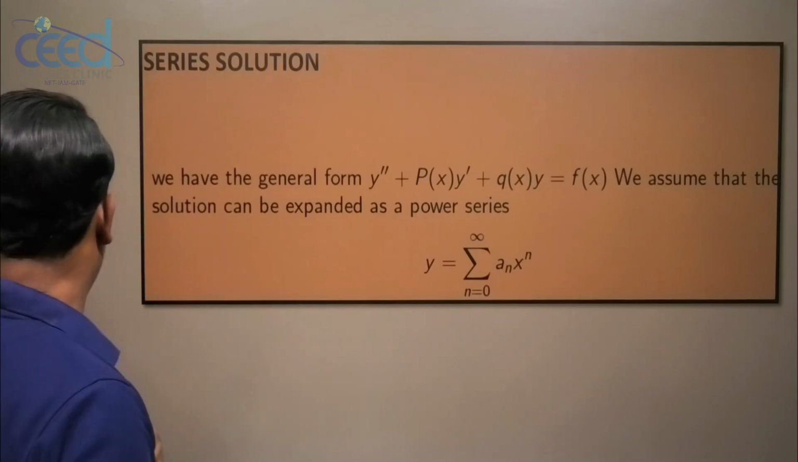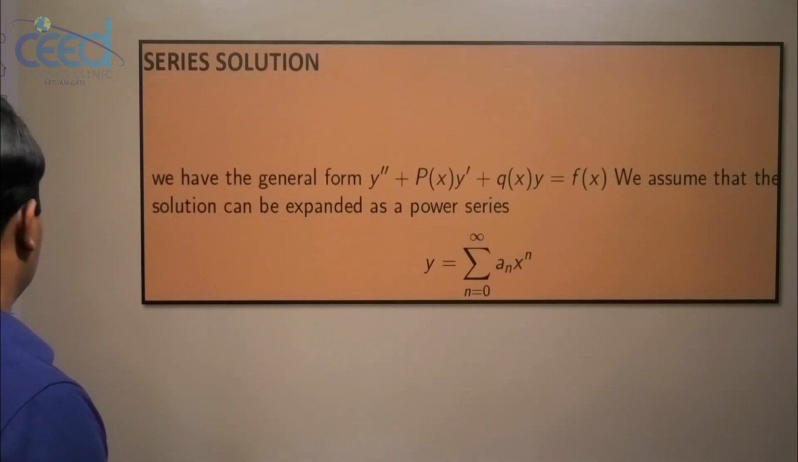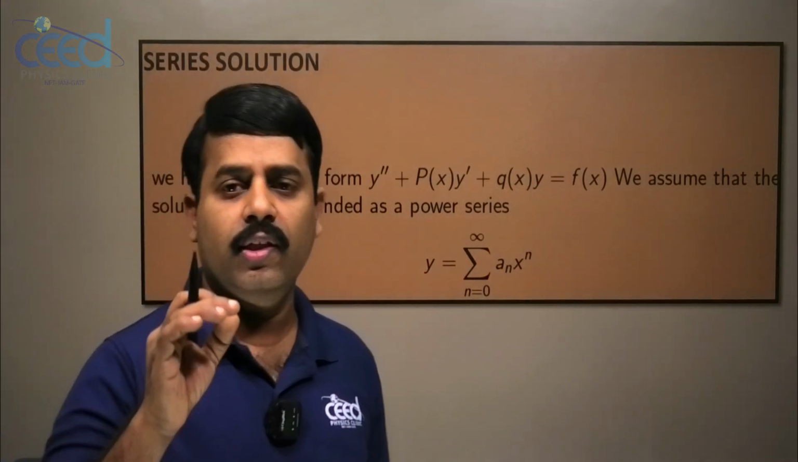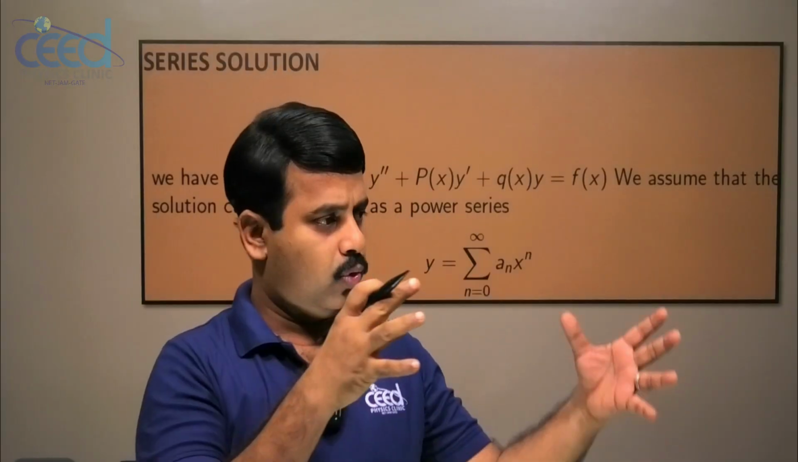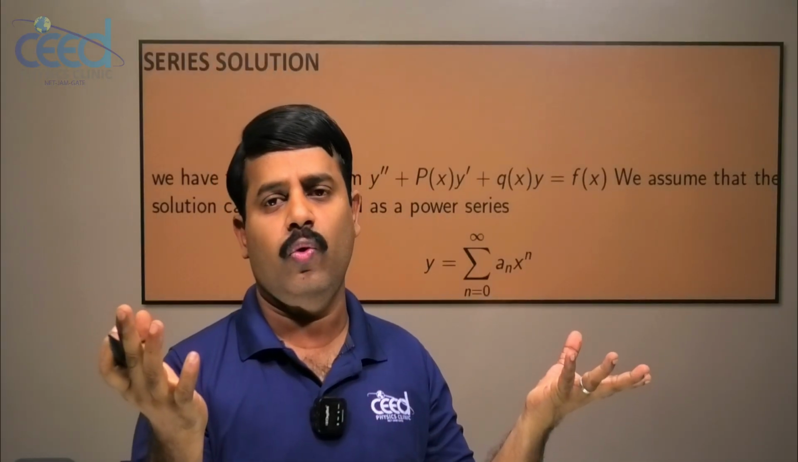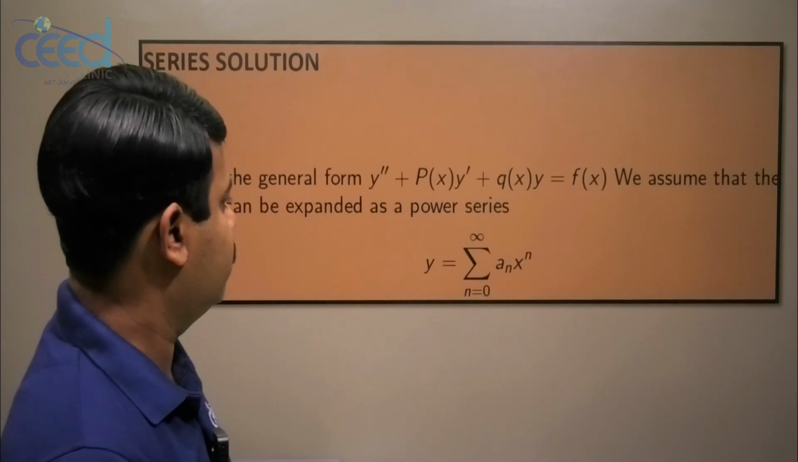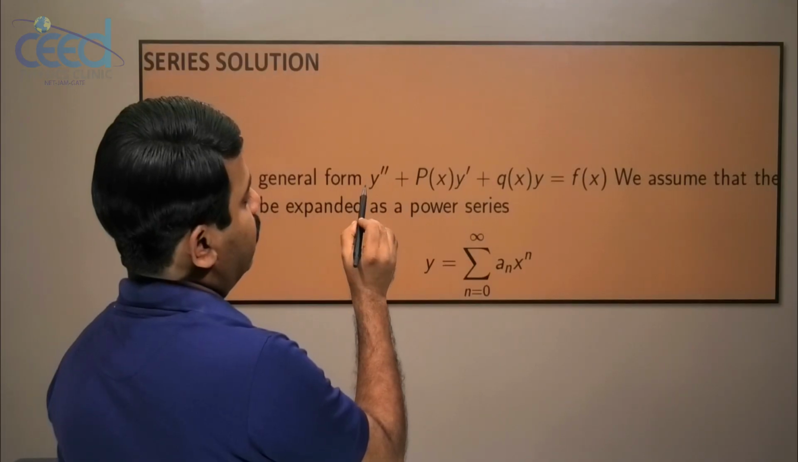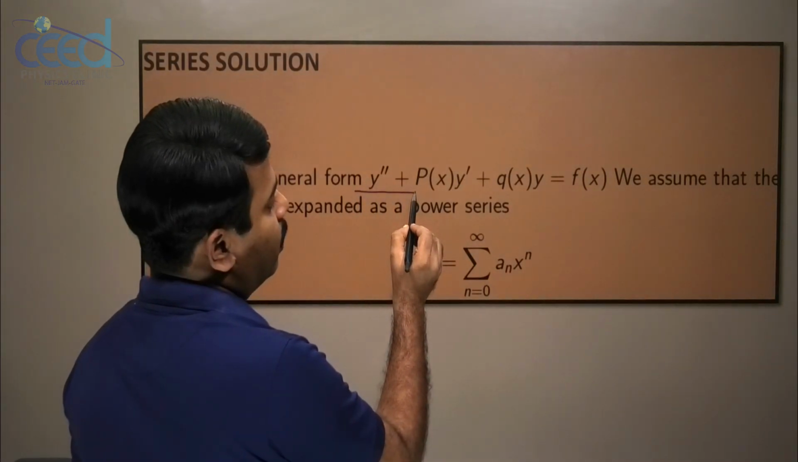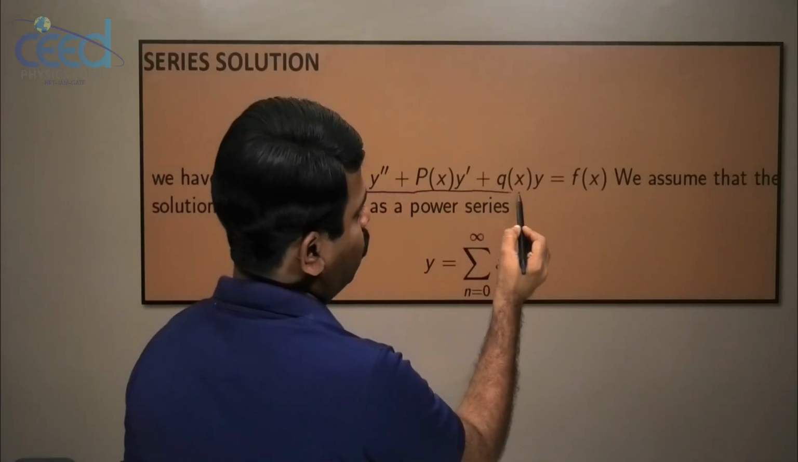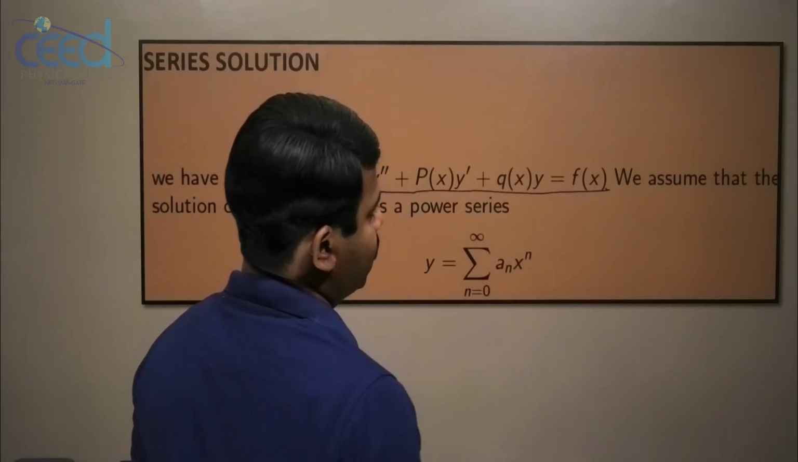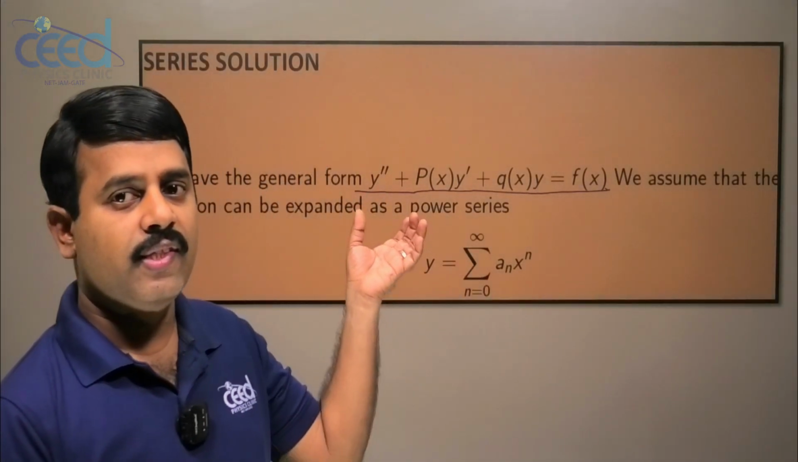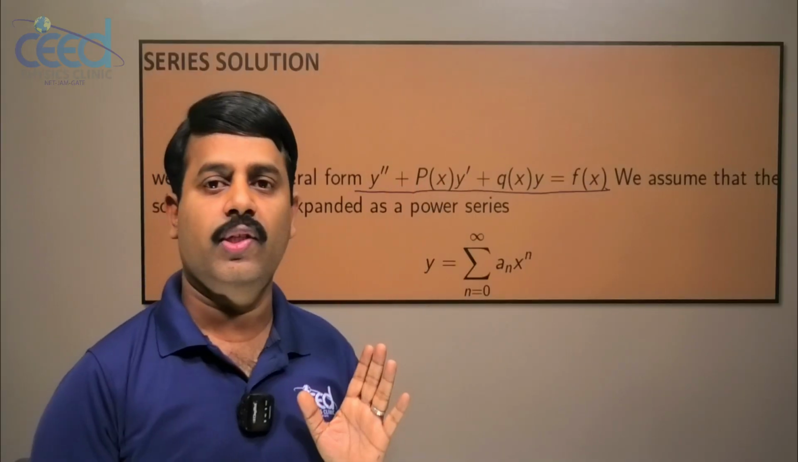See, in the series solution method, consider a higher order differential equation. Usually we deal with higher order differential equations. Many methods we have studied to solve a higher order differential equation. So say d square y by dx square plus p of x into y dash plus q of x into y is equal to f of x. This is a second order differential equation, right?